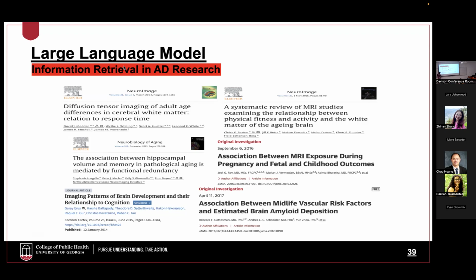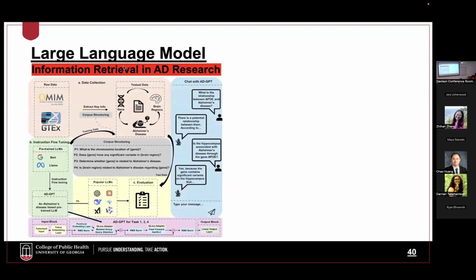In all these existing studies, different groups have discovered different findings between AD, the brain regions, and some genetic markers. But the question is, could we build a system so that AD researchers in this community can find all these potential connections or relations among the three using one platform? What we are going to do is build a large language model based platform.